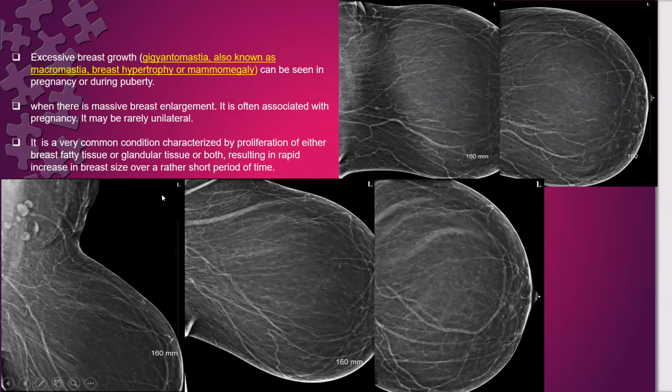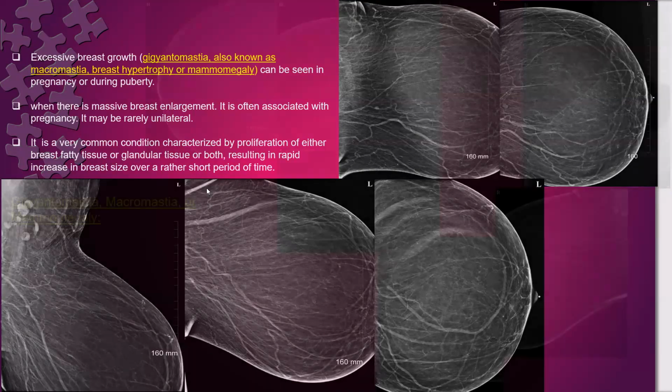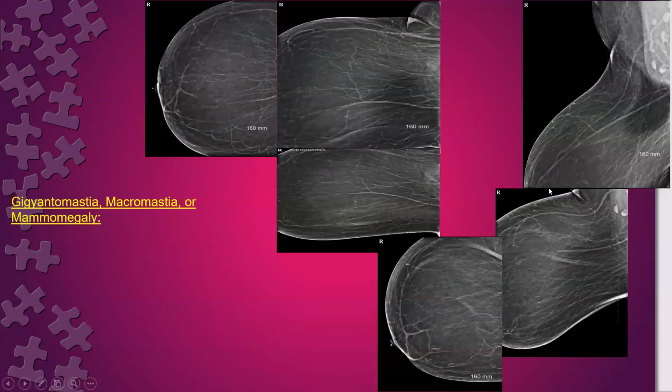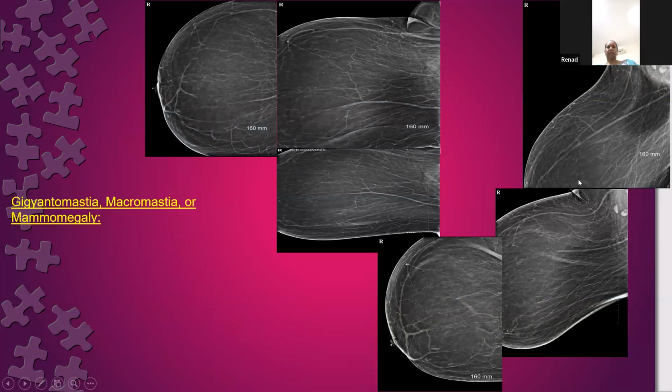This is a condition characterized by proliferation of breast fatty tissue or glandular tissue, or both, resulting in rapid increase in size over a rather short period. This is gigantomastia. This is her right breast, here is the left one, and look at the right one. You see, it is even asymmetric. For the CC, 3 images to cover the whole CC, and 3 images to cover the whole MLO.